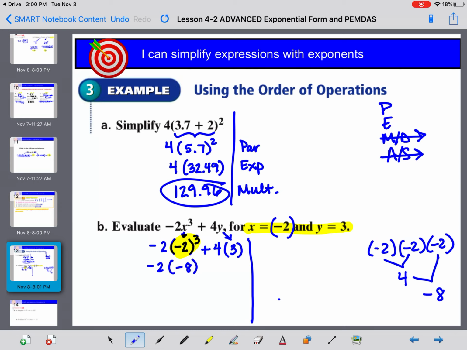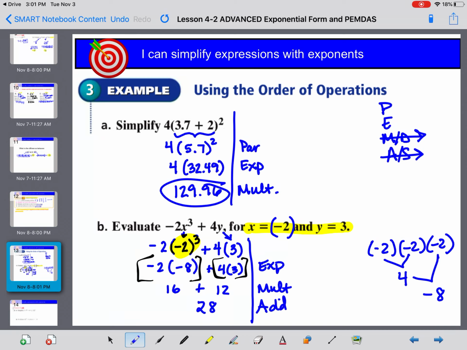So I'm going to replace negative 2 to the third power with a negative 8, and then continue to rewrite the problem. And how did I get there? I simplified the exponent. The next thing I need to do is multiply or divide from left to right. I see here that I have multiplication here and multiplication here. Negative 2 times negative 8 is a positive 16. 4 times 3 is 12. 16 plus 12 is 28. And my answer is 28.